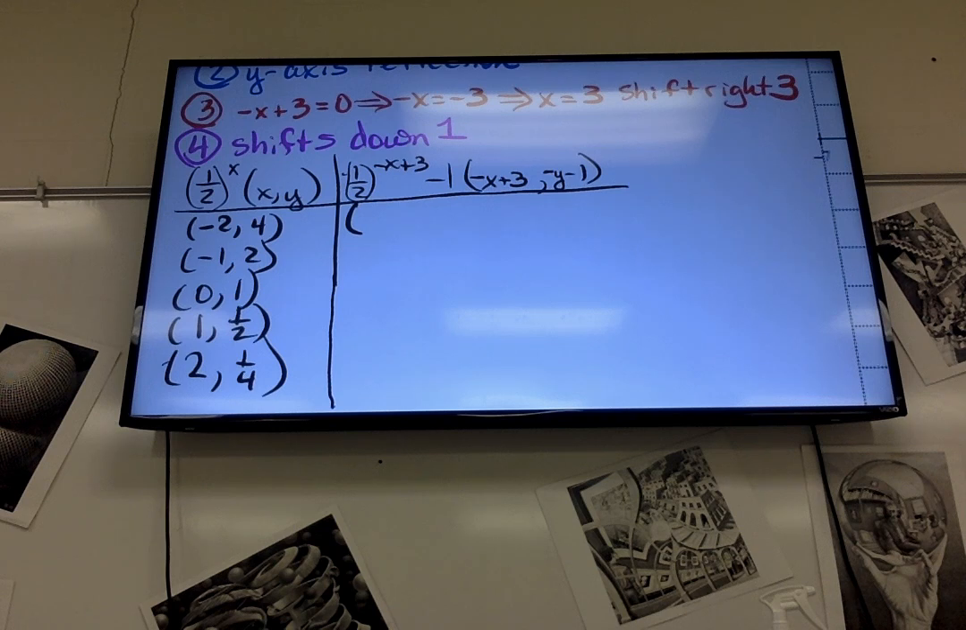Let's start with the -2. If I plug -2 into this, I get +2 plus 3, which is 5. And if I use 4, I get -4 minus 1, which is -5. Next one, changing the sign, I get 1 plus 3, which is 4. And for y, changing the sign, I get -2 minus 1, which is 1.